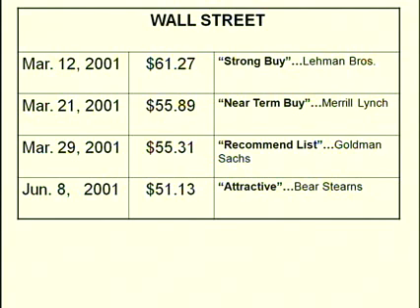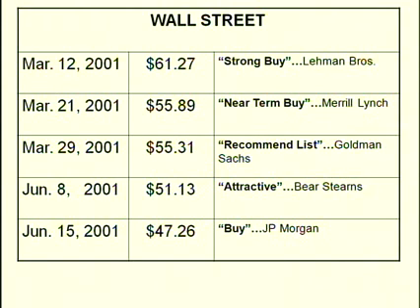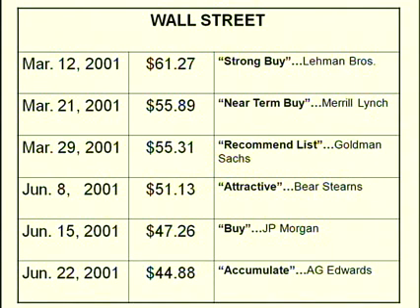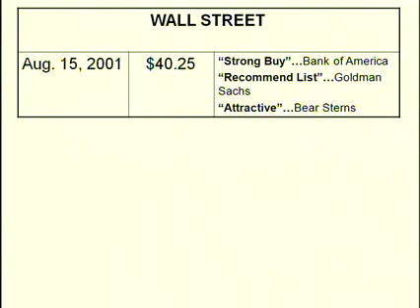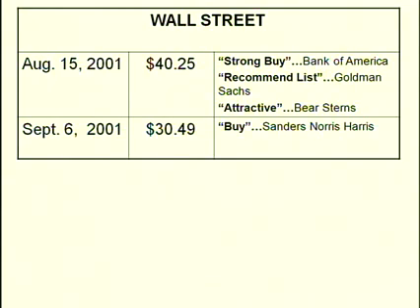Markets ebb and flow. Maybe it's just gone on sale. For all I know, Wall Street's having a sale. Maybe I need to pick it up. They're telling me to. Strong buy, near-term buy, recommended, attractive. J.P. Morgan, smartest guys on the planet. Better buy it at $47 a share. Better accumulate it, said A.G. Edwards on June 22nd. Strong buy, said Bank of America at $40 a share. We recommend it, said Goldman Sachs. This baby's attractive, said Bear Stearns. I think you ought to own it at $30 a share, said Saunders Norris.